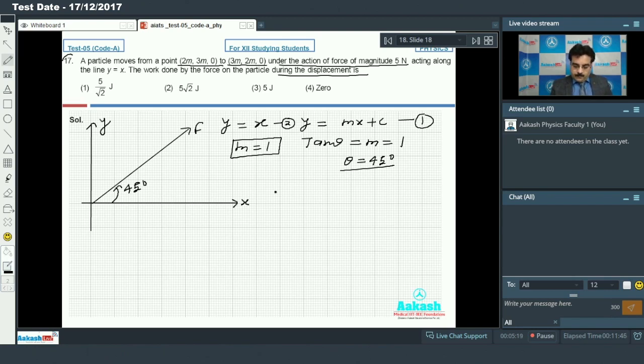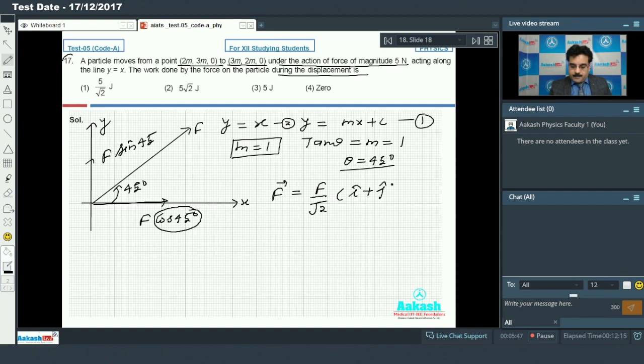If I go for the vector of force, we'll write F cos 45 along the x-axis, and similarly F sin 45 along the y-axis. Cos 45 is equal to 1 upon root 2 and sin 45 is equal to 1 upon root 2. So we'll write F upon root 2 times i cap plus j cap. So this is the force.